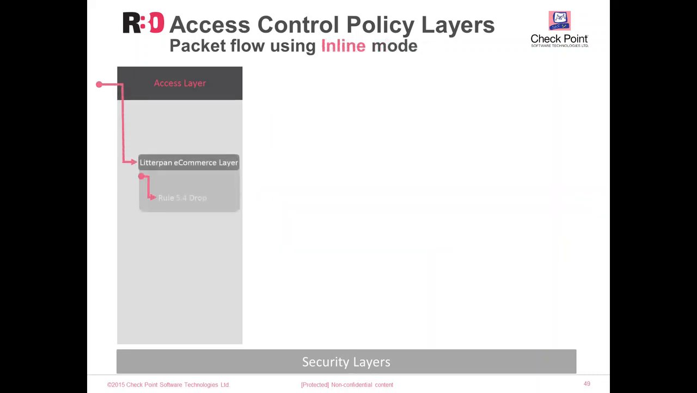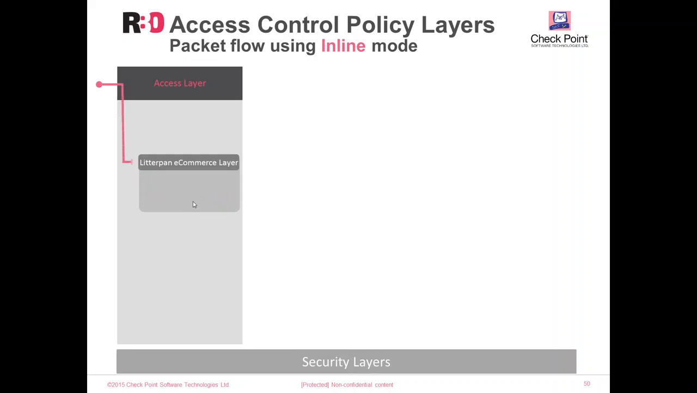In the next example, we're looking at the packet flow when we're using a layer in inline mode. In this case, we have our access layer, and inside the access layer we have a parent rule. This rule is pointing towards the e-commerce layer. So traffic will match the parent rule, for example, traffic coming from the internet to the web servers inside the e-commerce data center. Then traffic is going to be inspected by the sub-rules inside this inline layer. In this case, traffic is being dropped by rule 5.4 and is not further inspected.